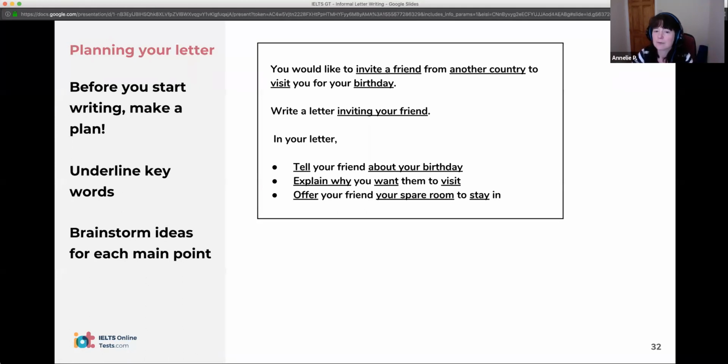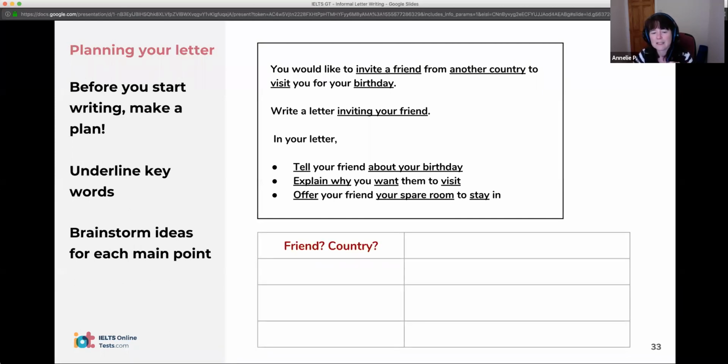You need to have this before you start writing, because then you can focus on the grammar, the vocabulary, that kind of area while you're actually writing. You don't want to be thinking about who am I inviting, why do I want them to come, okay? So let's brainstorm some ideas.